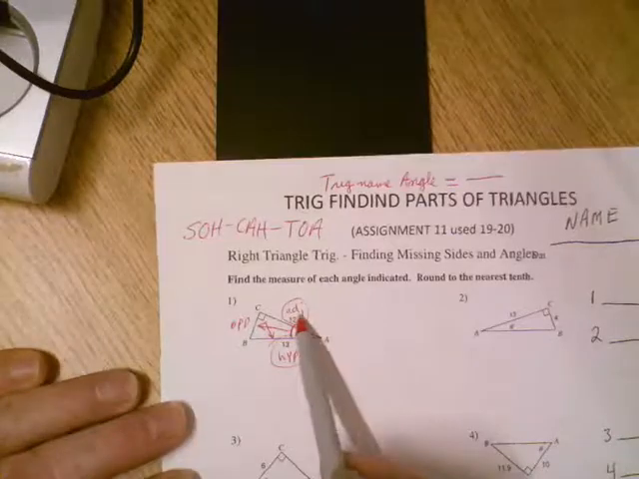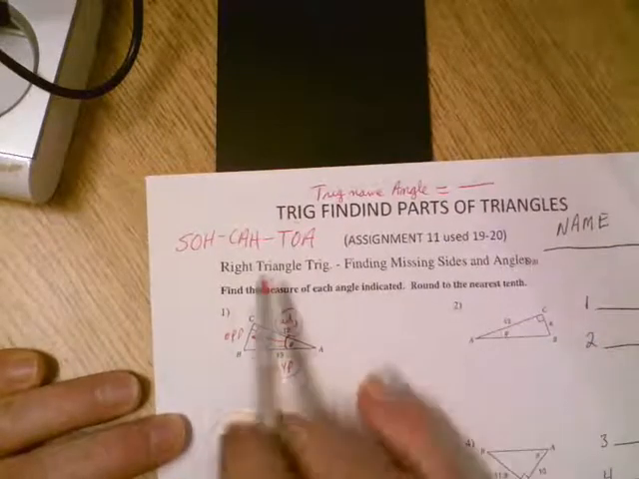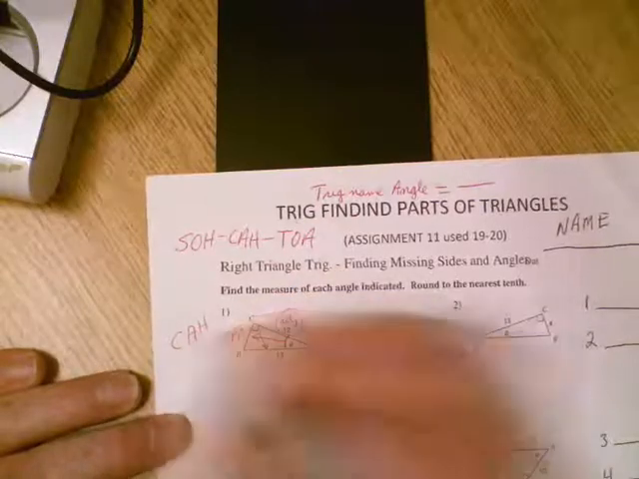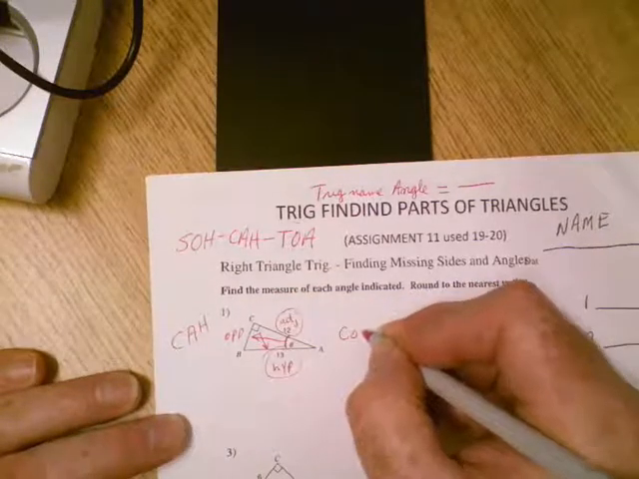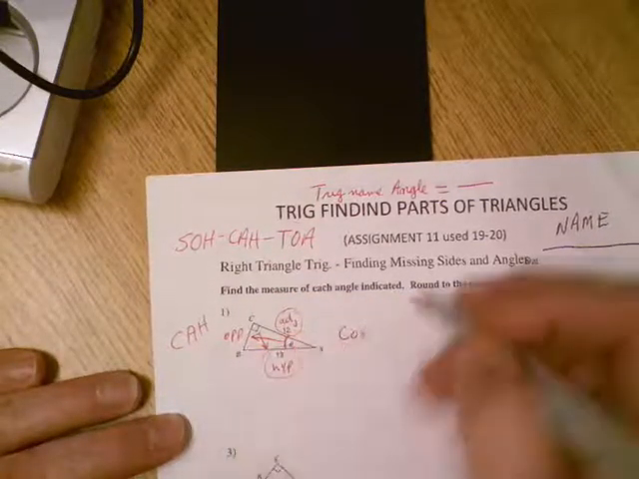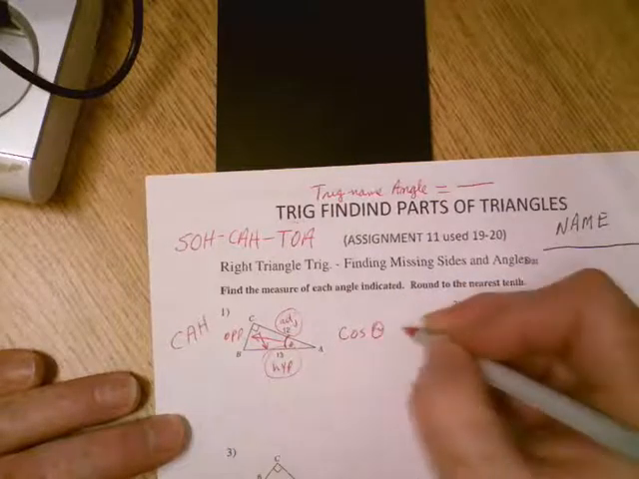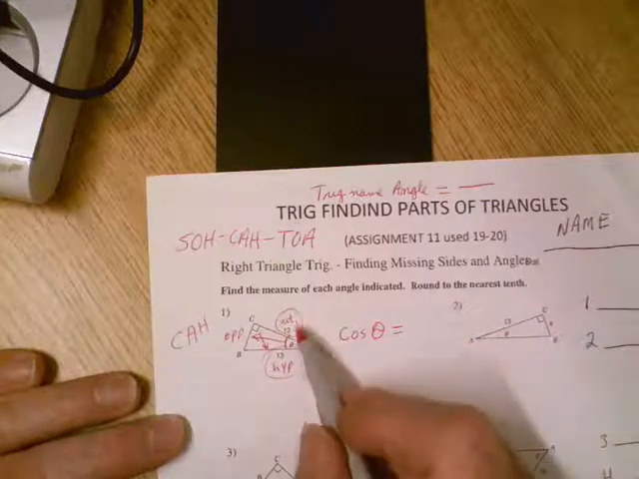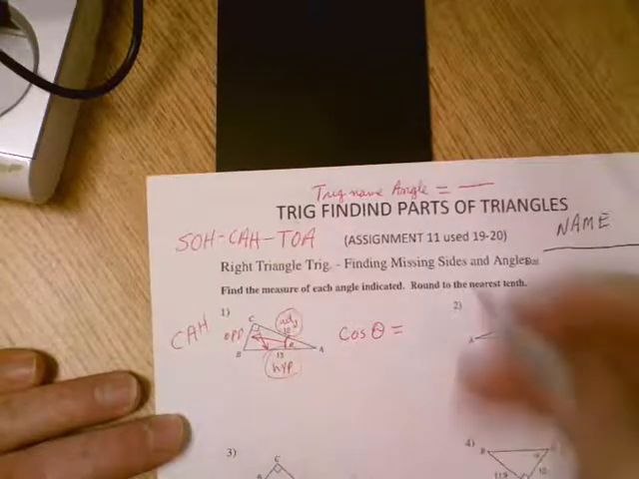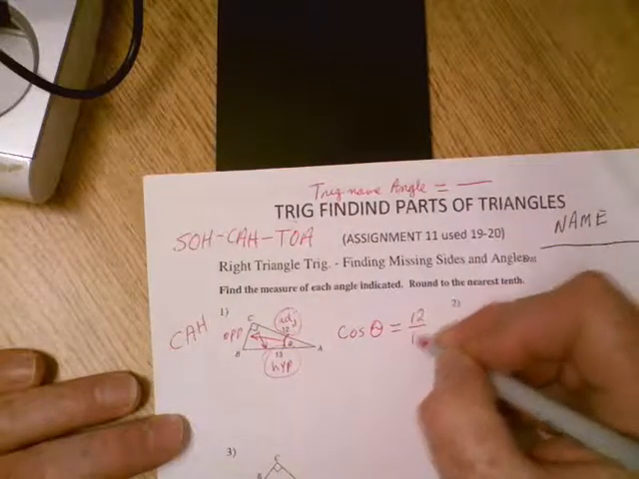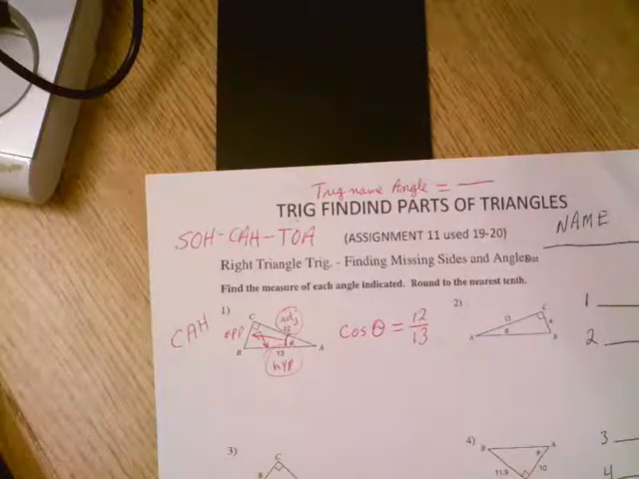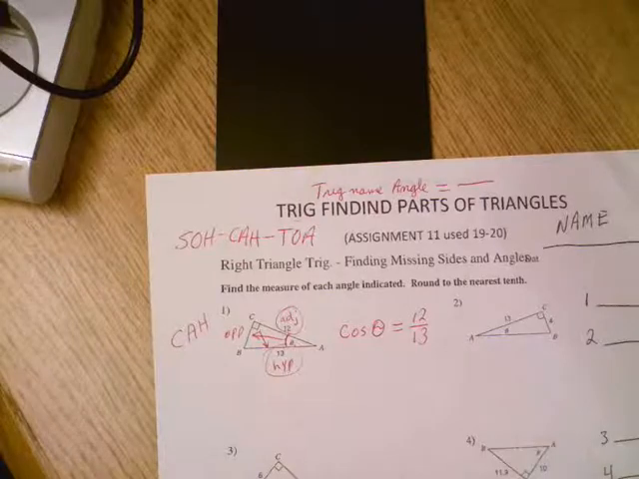So this one we're dealing with adjacent and hypotenuse. Well, that's the CAH part. So that means we're dealing with cosine. So we want to say cosine of our angle, which this time is theta, equals adjacent over hypotenuse, so 12 over 13. These angle ones are fairly easy because your calculator is going to do all the work for you once you get the equation set up.